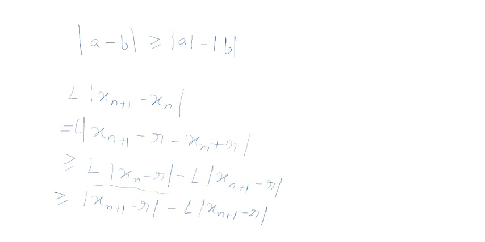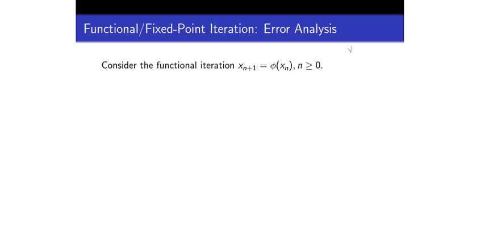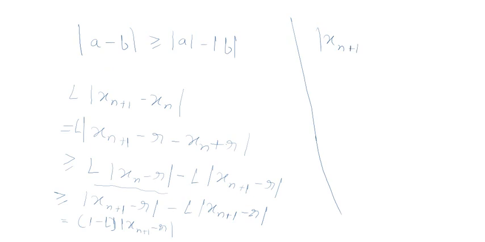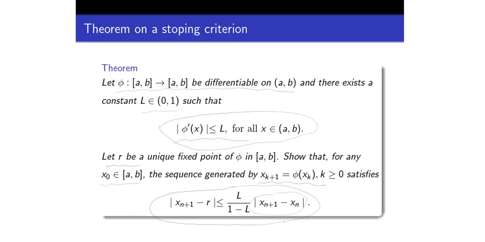So this is 1 minus L times mod of xn plus 1 minus R. So this implies our established result. You can show that mod of xn plus 1 minus R is less than or equal to L times mod of xn minus R by using the contractive condition for phi, and you can establish the full result. Okay, right.